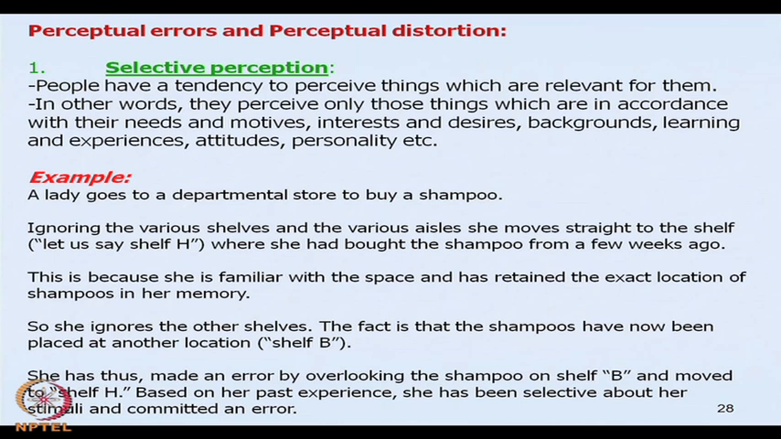So she absolutely ignores other shelves. She doesn't give any attention to other shelves, and she just goes to shelf H without realizing that the shampoos have now been removed from shelf H and placed on shelf B. So she made an error by overlooking the shampoos on shelf B and moved straight away to shelf H, because she wants to look at things as per her familiarity, as per her relevance.